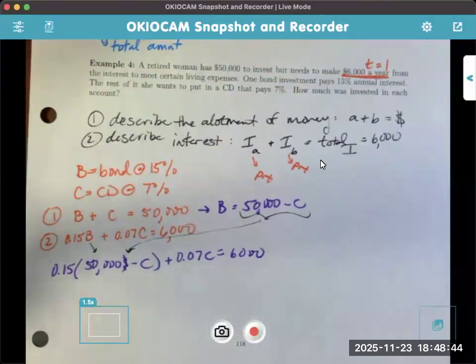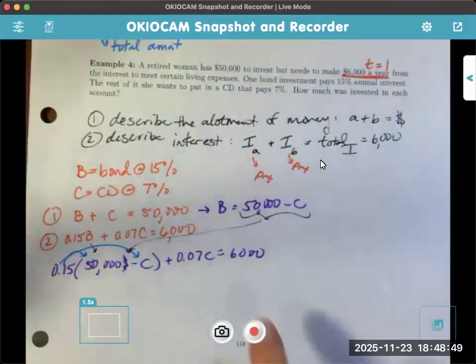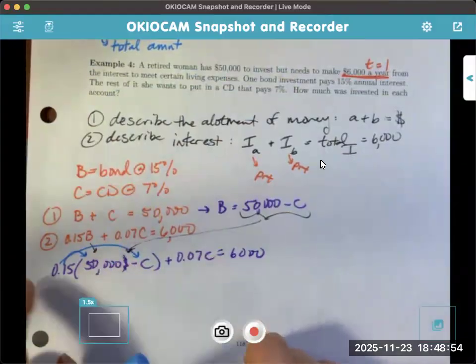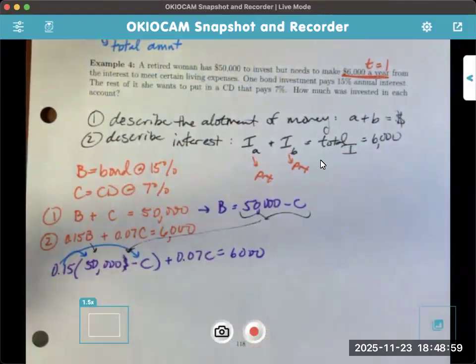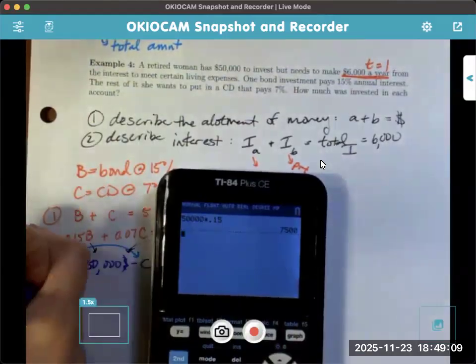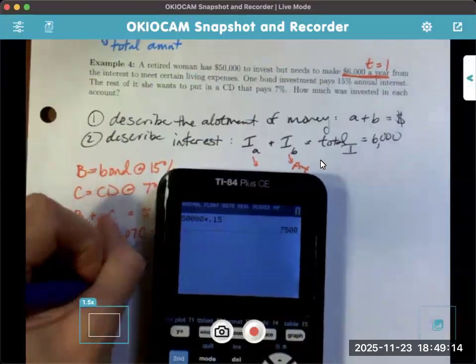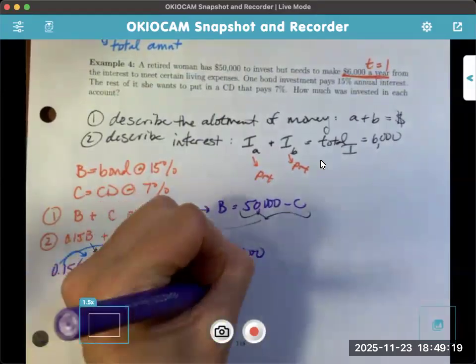Then we just distribute and solve. Okay, so, right, because we're solving for C. C is in parenthesis prison. Oh no. How do we get rid of parenthesis prison? By distributing the 15. So 50,000 times 0.15 is the 7,500. 7,500 minus 0.15C, and then plus 0.07C equals 6,000.